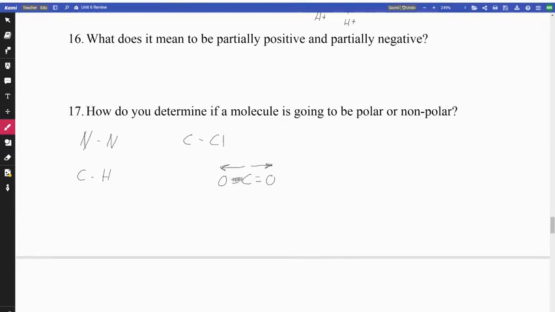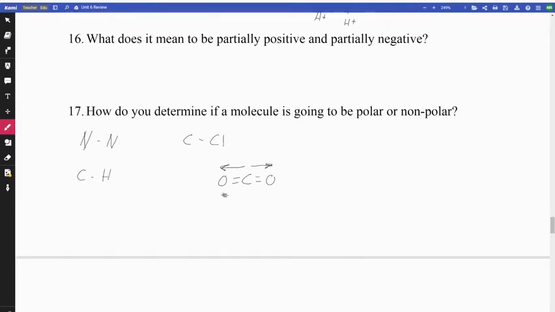Okay, so the electrons are trying to hang out more towards the oxygen. But since this oxygen is pulling that way and this oxygen is pulling that way, they're pulling in opposite directions, and they're pulling with equal strength because they're both oxygen. Those pulls are going to cancel each other out.